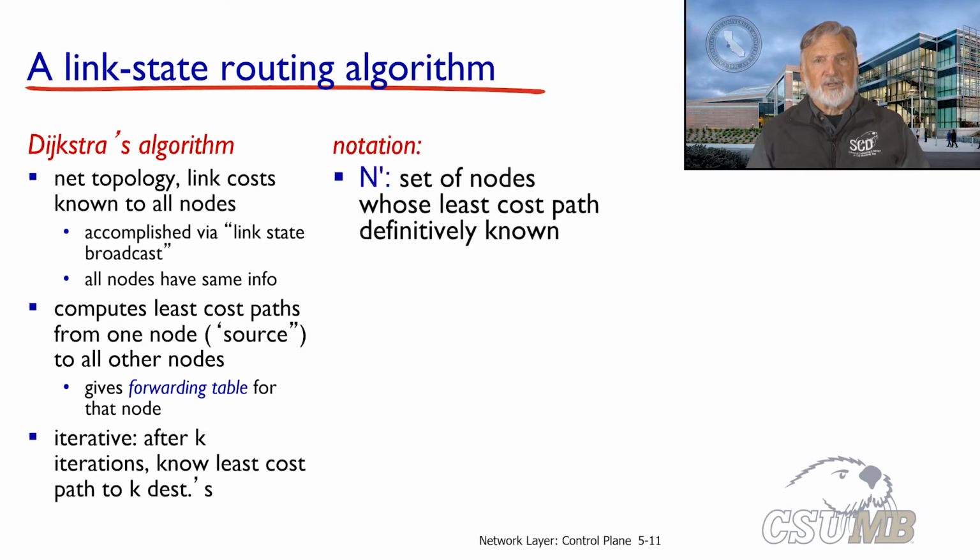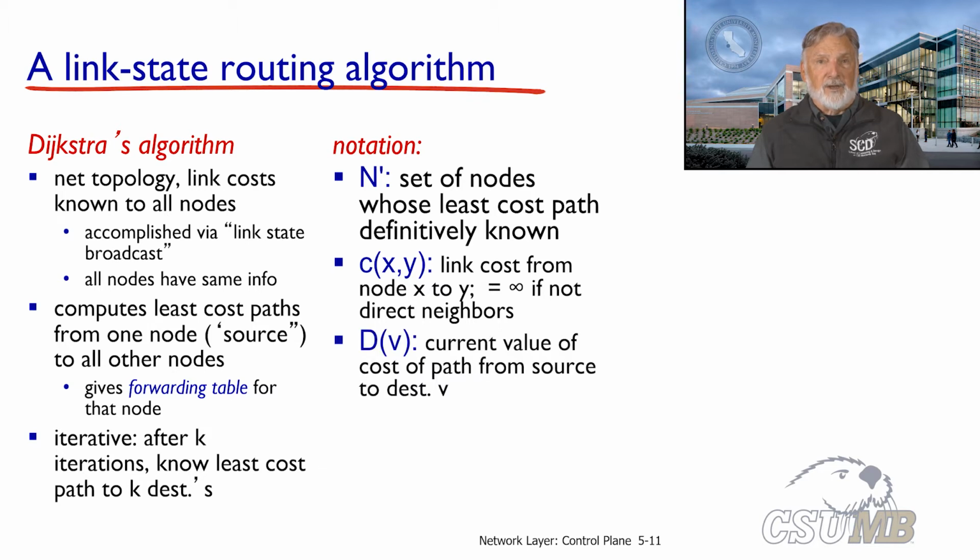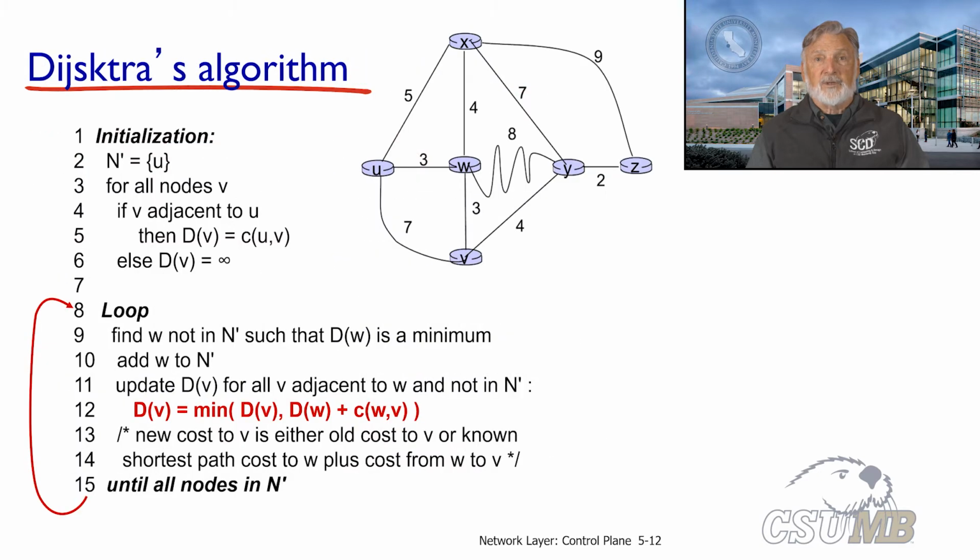As discussed previously, for the link cost from node X to node Y, we'll use the notation C of X,Y. For the tentative lowest cost of the path from the source to the destination node V, we'll use the notation D of V. For the predecessor node, we use the notation P of V. Node X is said to be the predecessor of node Y if a link leads from node X to node Y. On this slide, we have the pseudocode for the algorithm.